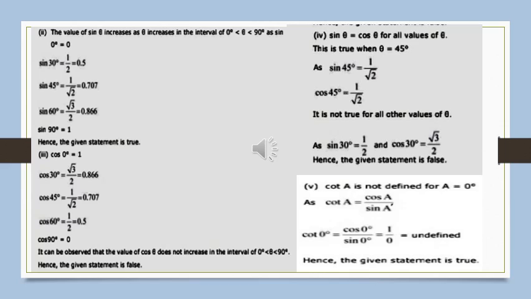Fifth question: cot A is not defined for A equals 0 degrees. Now cot A equals what? Cos A upon sin A. So cot 0 equals cos 0 upon sin 0, which is 1 upon 0. And you all are aware we can't define a number when it has 0 as the denominator, and therefore it is undefined, and hence the statement is true.